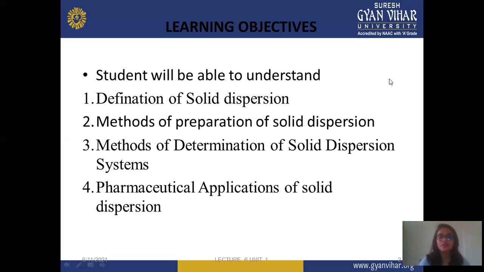First is the definition of solid dispersion: what solid dispersion is and why it is important. Next is the method of preparation of solid dispersion, the different techniques or methods used and how you perform them. Then the method of determination of a solid dispersion, how you check it with certain techniques. And the pharmaceutical application of solid dispersion, the various fields in which the technique is used.